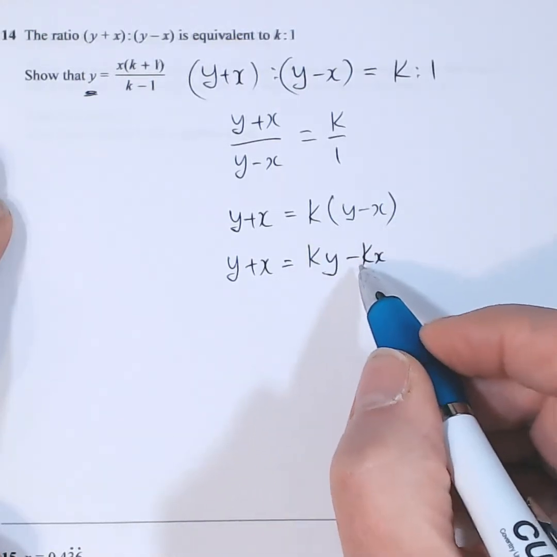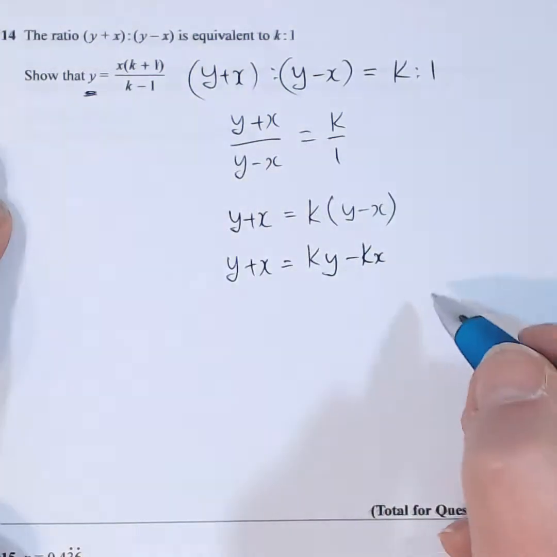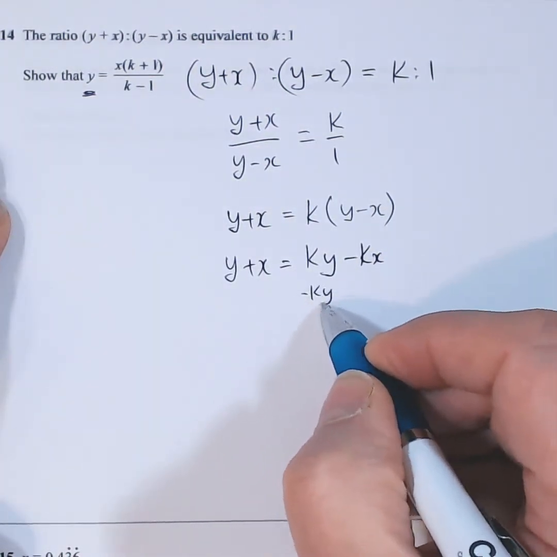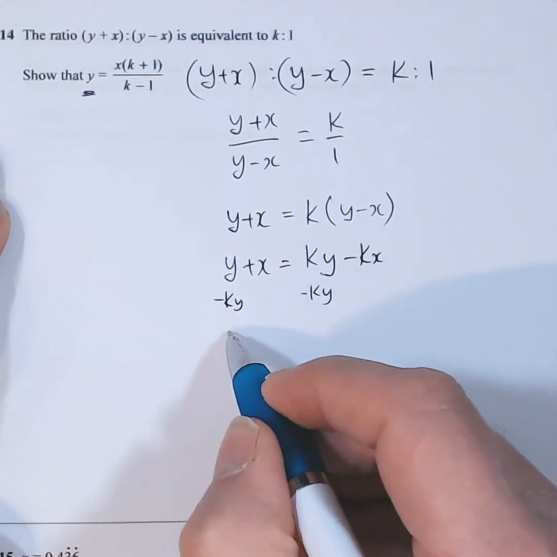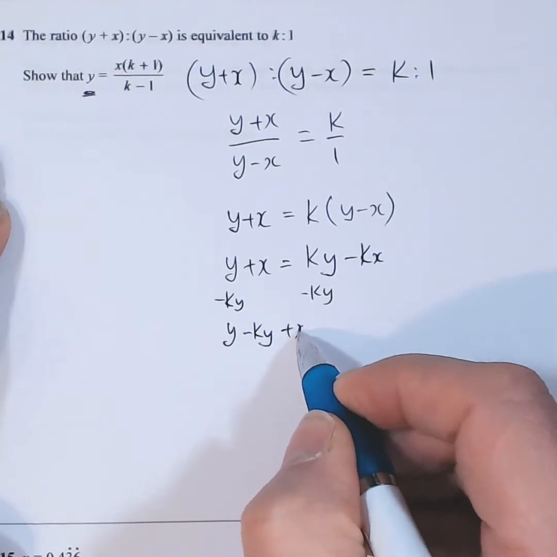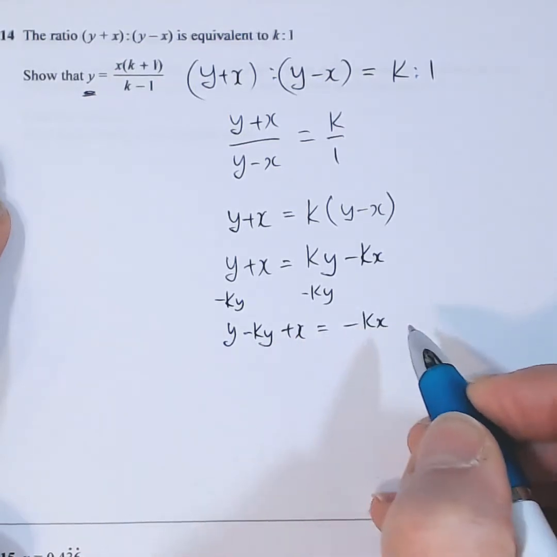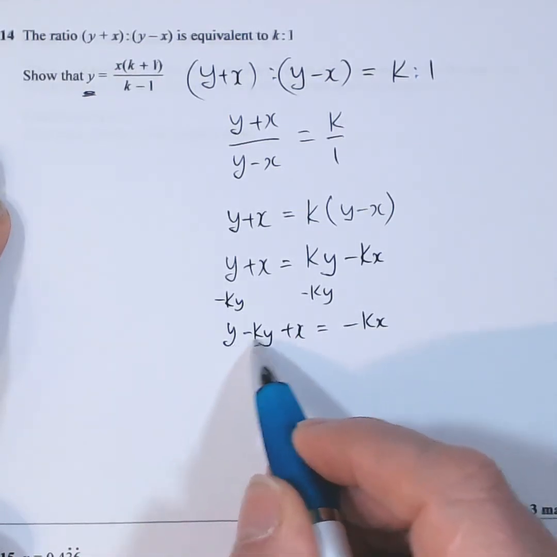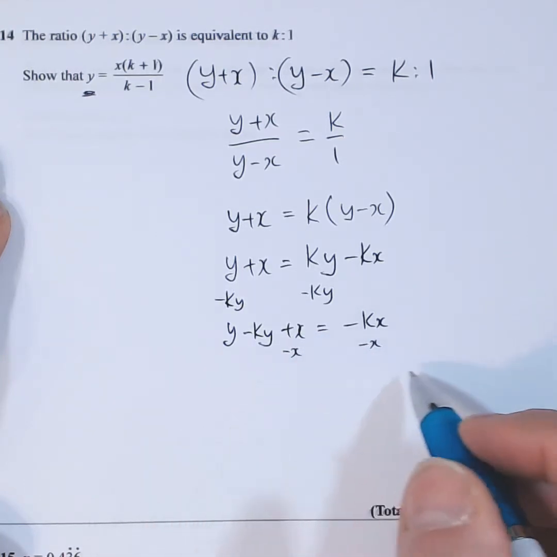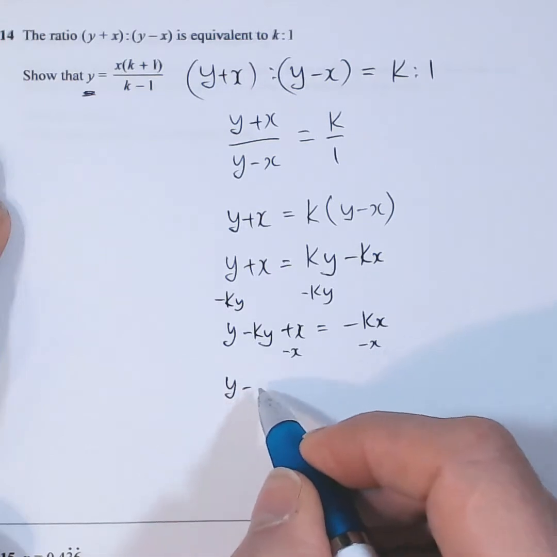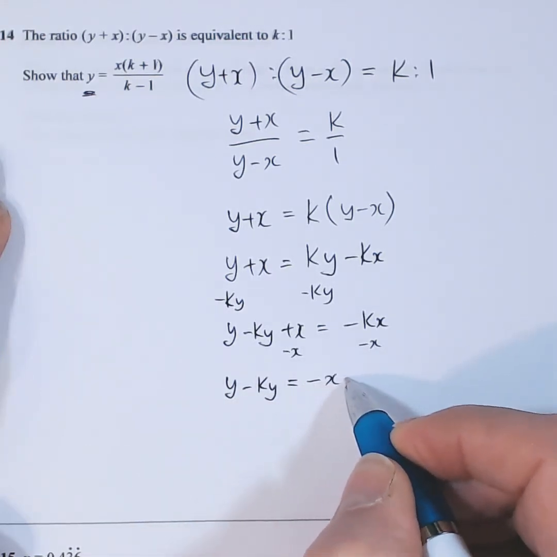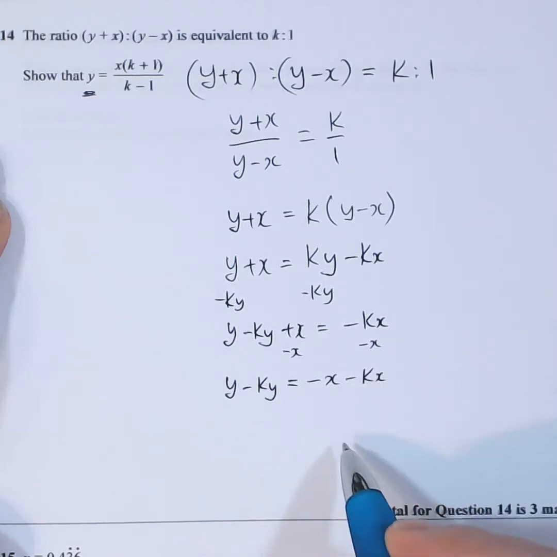We want the y terms together because we need y on its own, so we're going to subtract ky from both sides. So we end up with y take away ky plus x equals negative kx. We then recognise that the x is in the wrong place, so we take away x from both sides, so we end up with y take away ky is equal to negative x take away kx.